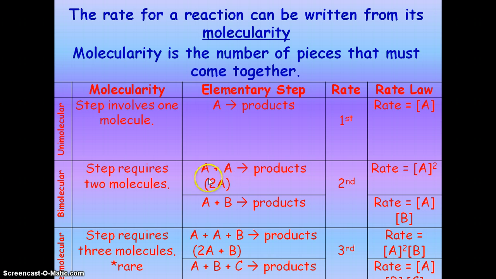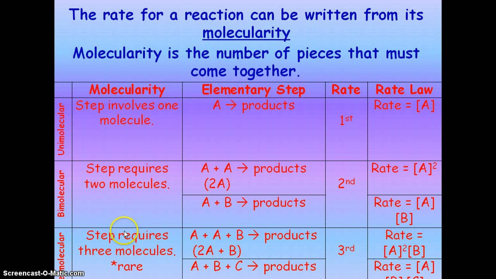It could be two of the same molecules, so A plus A going to products, which would give you a rate of the concentration of A squared. Or it could be two different reactants, like A plus B going to products, in which case your rate will be the concentration of A times the concentration of B. And both of those are going to be second order rates.